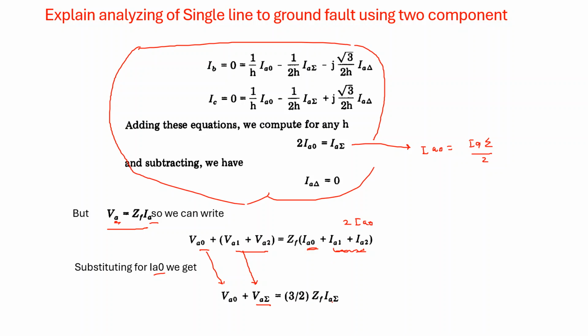it is written in terms of summation. So it becomes 3 I naught, but I naught is equal to I summation by 2, so it is 3 by 2 I summation. So we will get this equation here. Now what does this equation imply? It implies that the positive sequence and positive sum are connected in series, and their addition of voltage is equal to 3 by 2 Z of I summation.